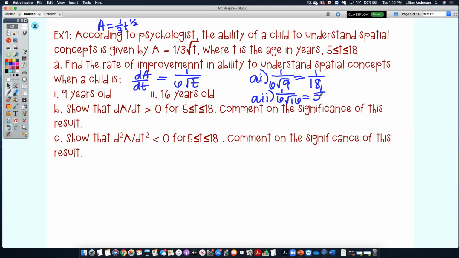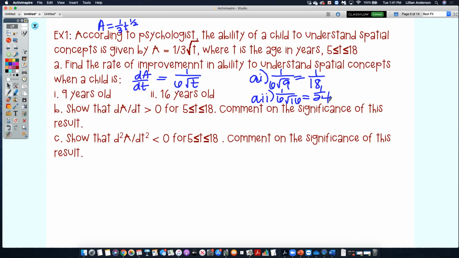Okay? Very good. And so essentially what that represents is that the rate of improvement of a 9-year-old to understanding concepts is 1/18, okay? 1/18, what is this? I guess units, concepts per year, okay? A 16-year-old, their rate of understanding is 1/24 units, concepts per year. Questions on that? Like, that's how it relates back in context of the problem.